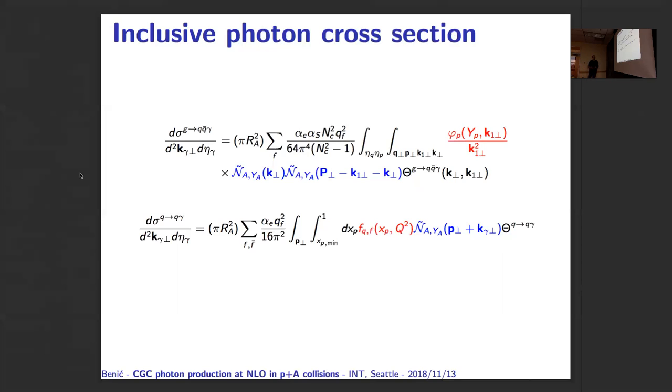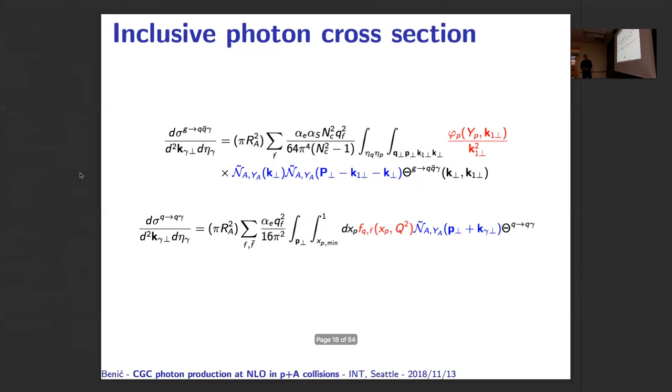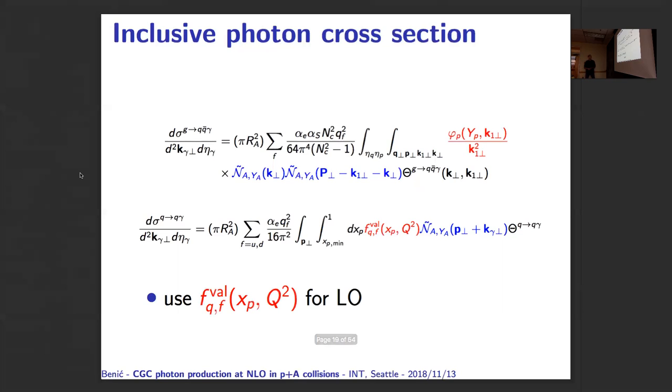So by including sea quarks here as well, that's clearly wrong. So you are doing double counting in some sense. So a consistent calculation, or one way to do it consistently, is to replace this distribution by a distribution of valence quarks. So you don't want to include sea quarks here as well. And that's what we will do in the numerical calculation.